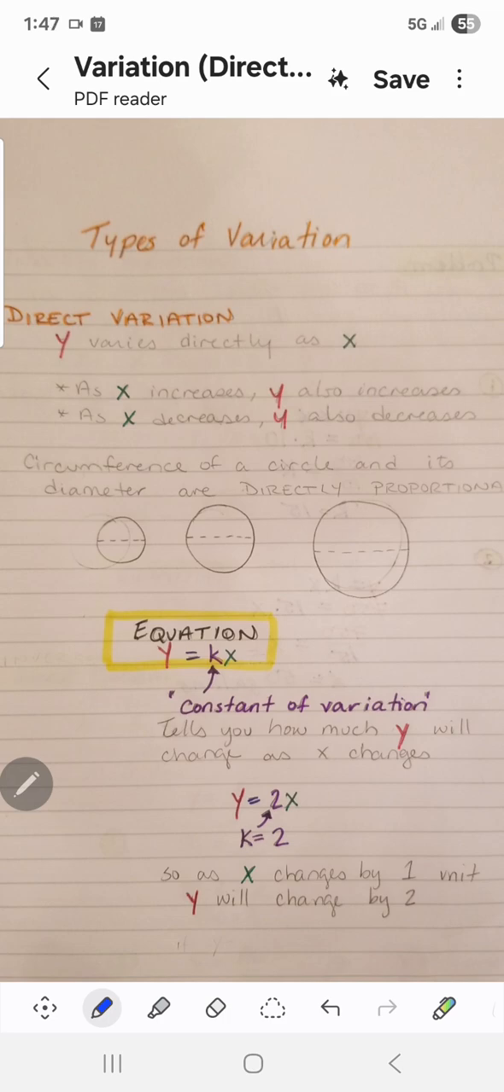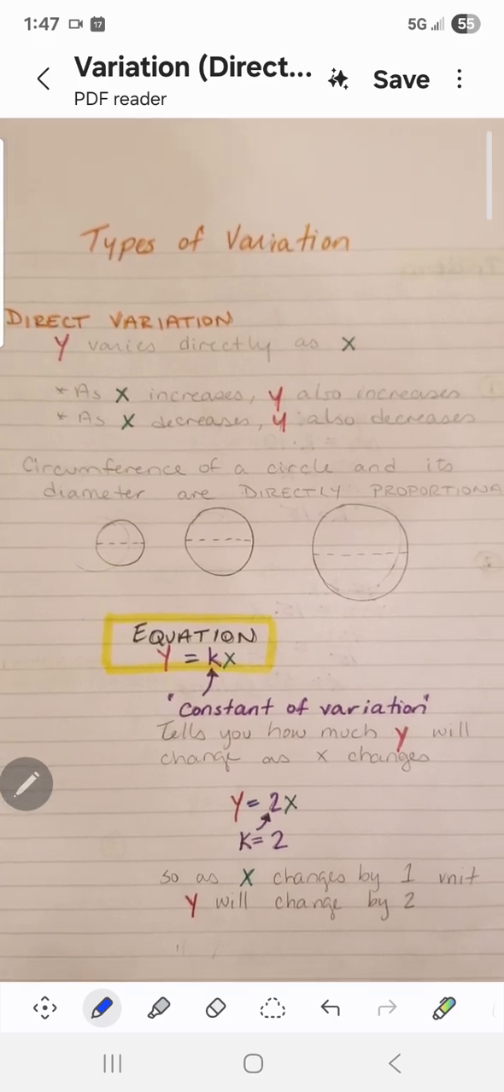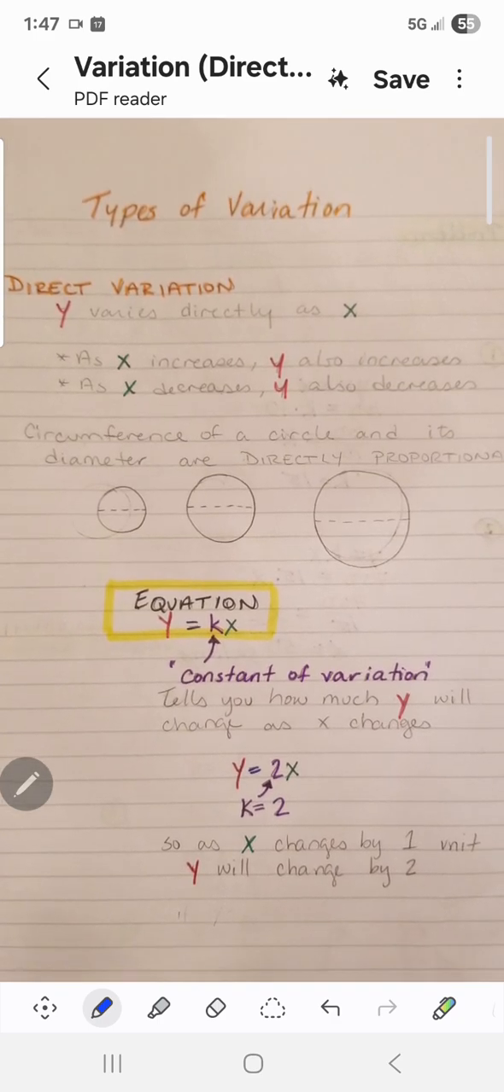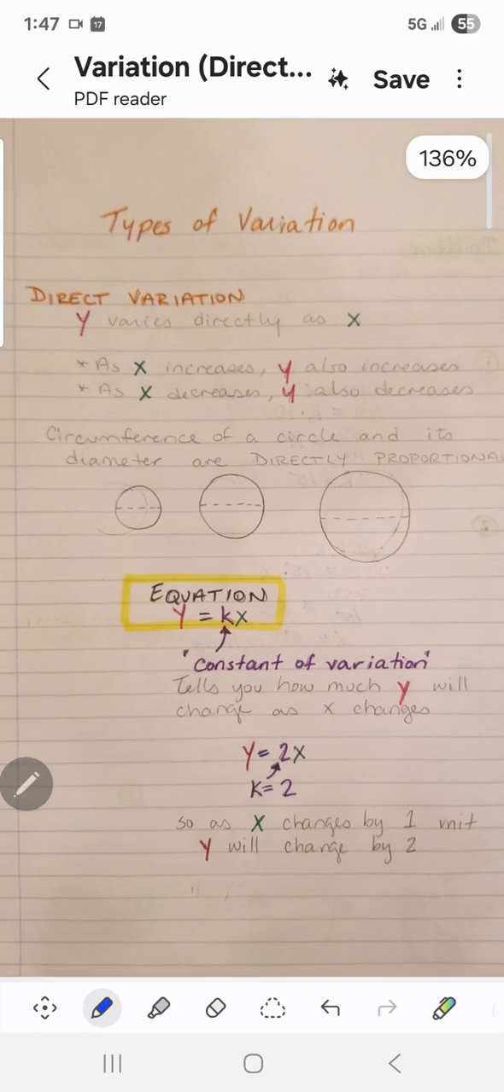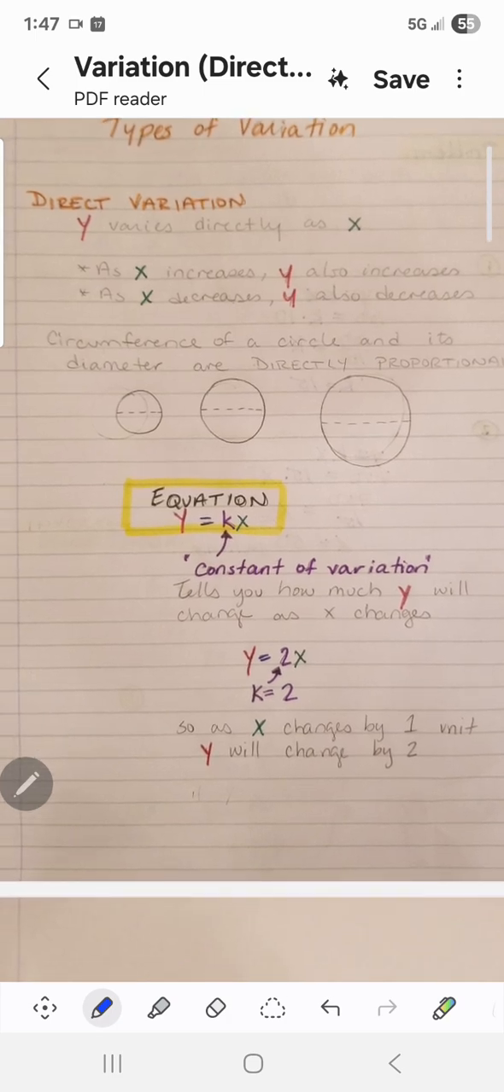Direct. As one variable does something, the other variable does the exact same thing. As x increases, y increases. As x decreases, y decreases. So an example of this would be the circumference of a circle. As the diameter increases, the circumference does, because a larger diameter means a larger circle. The equation for direct is just y equals kx.